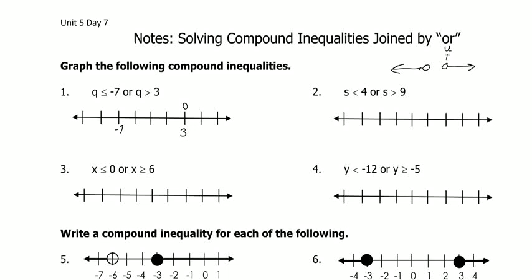So Q is bigger than 3, or rather, Q is smaller than -7. Alright, number 2, we're going to have 4 and 9 with open dots above each. S needs to be bigger than 9 or smaller than 4.